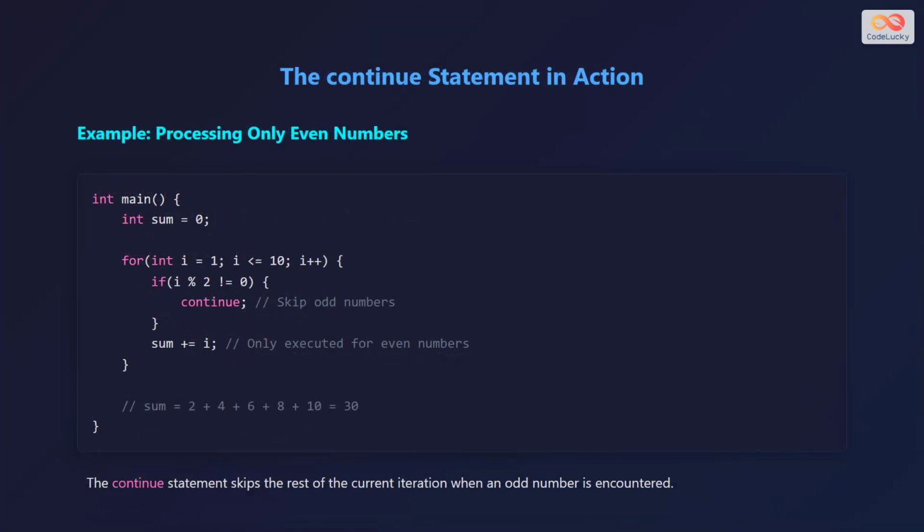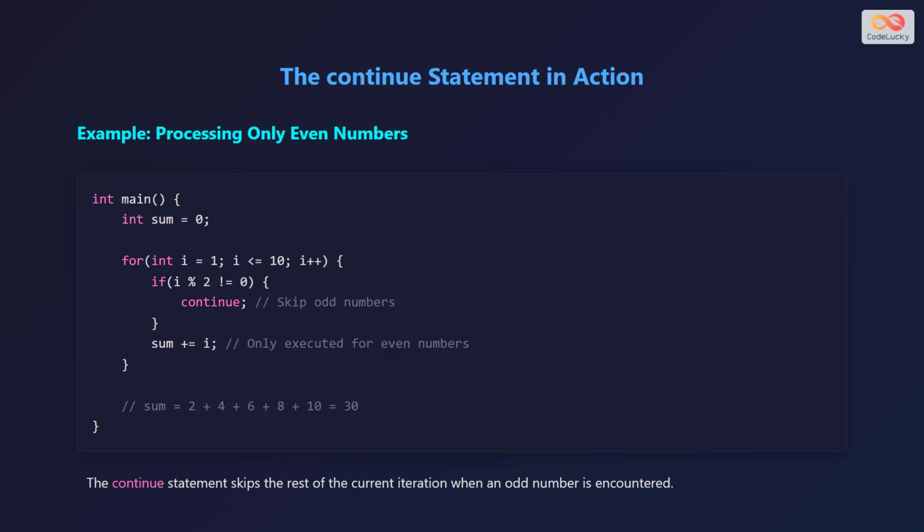Now let's look at an example of the continue statement. In this case, we want to calculate the sum of only the even numbers from 1 to 10. We declare an integer variable sum and initialize it to 0. We use a for loop to iterate through the numbers from 1 to 10. Inside the loop, an if statement checks if the current number i is odd by using the modulus operator. If i modulus 2 is not equal to 0, meaning i is odd, the continue statement is executed.